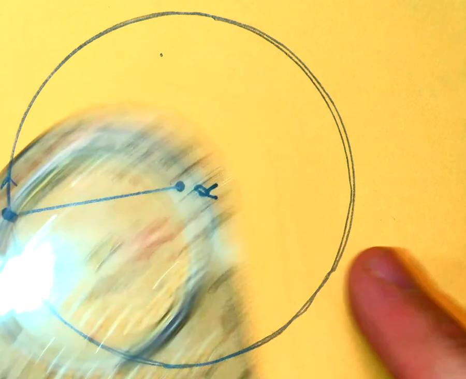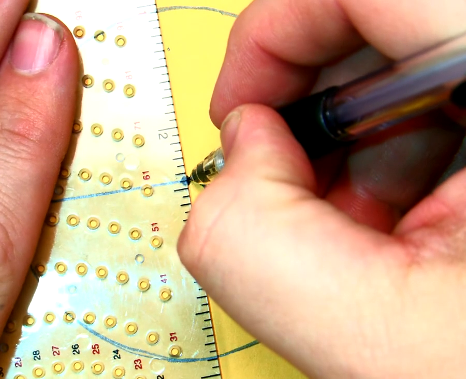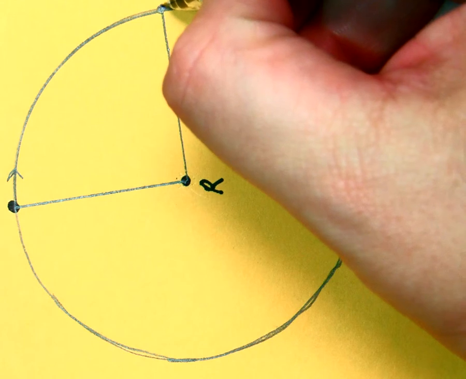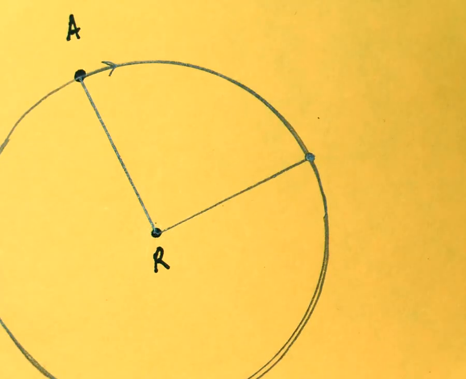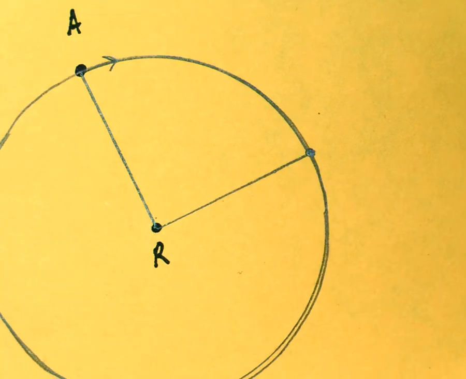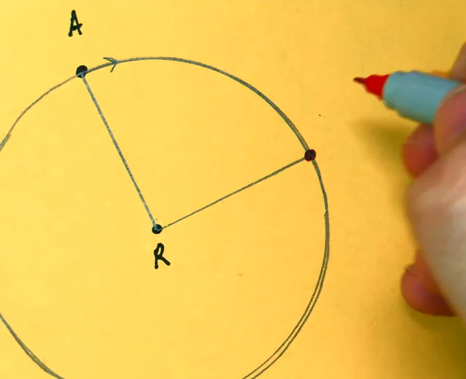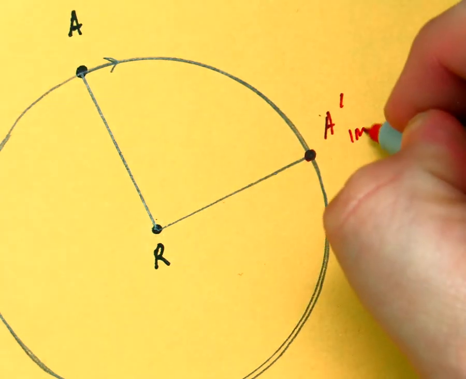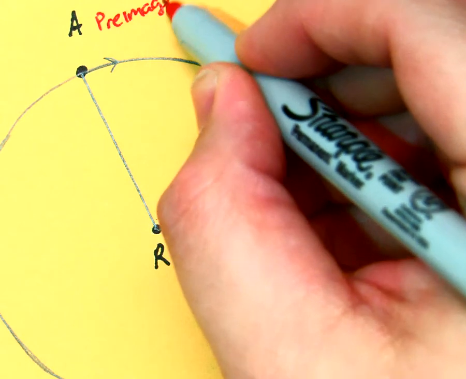So I have my point. And so I was able to get my brand new point, which is right here. I'll call this A prime because this is my image. This is my pre-image. And this was 90 degrees.